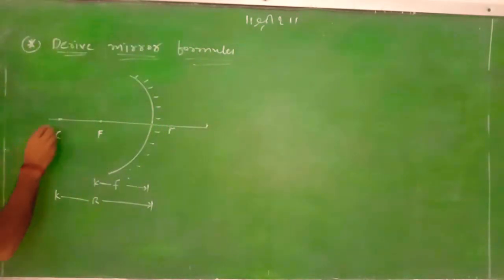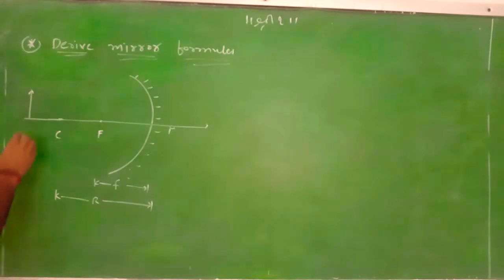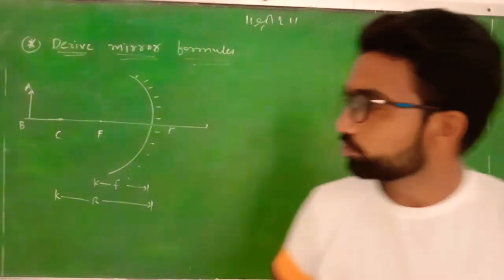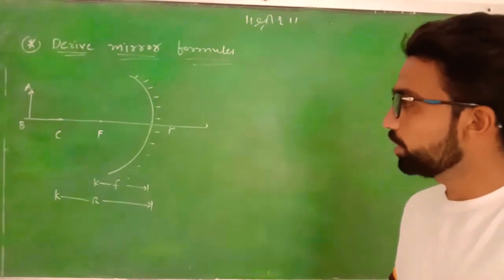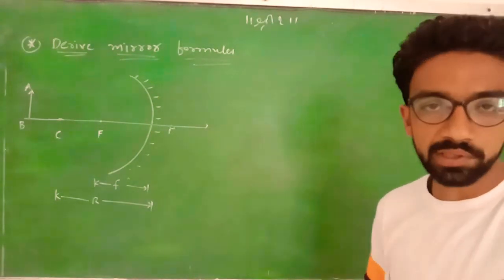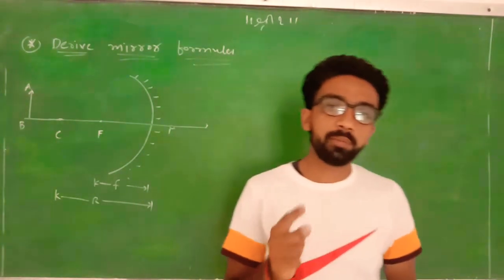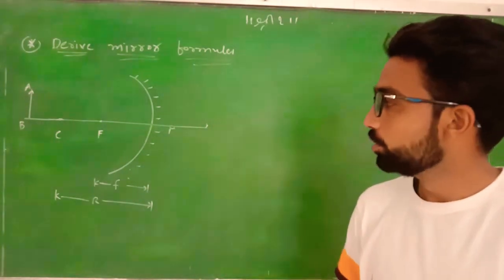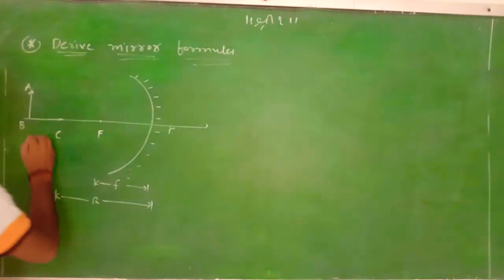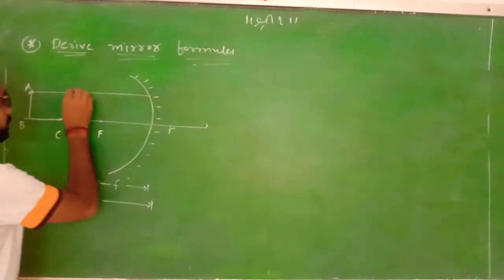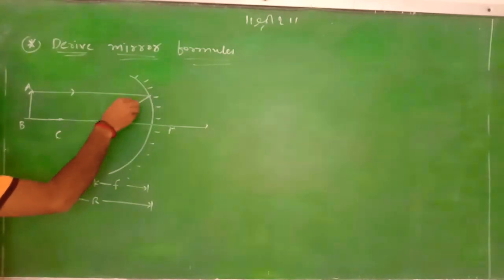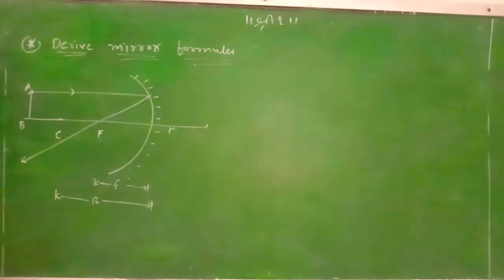Okay, now suppose our object AB is placed beyond C. Now we want to find the image of this object. To find the position of the image, we consider two or more rays, because the intersecting point of the reflected rays gives the position of the image. We start with one ray that is parallel to the principal axis. After reflection, the ray passes through the principal focus. This is the first ray.